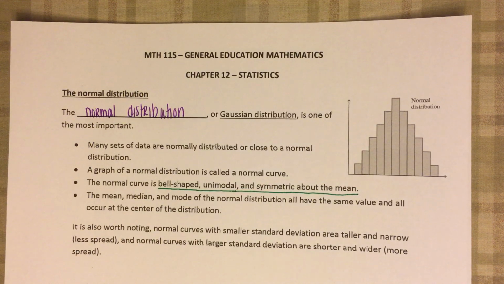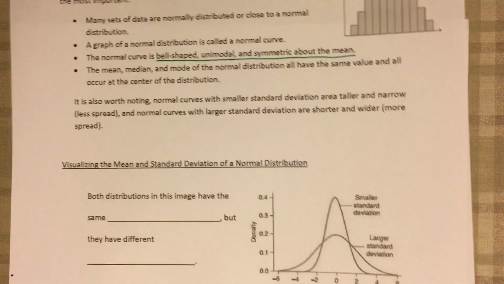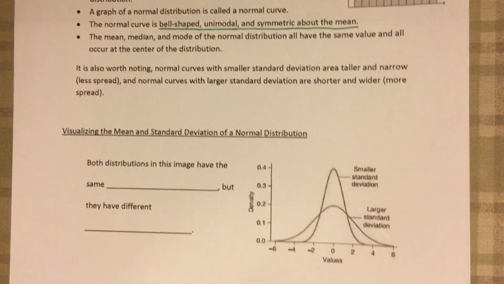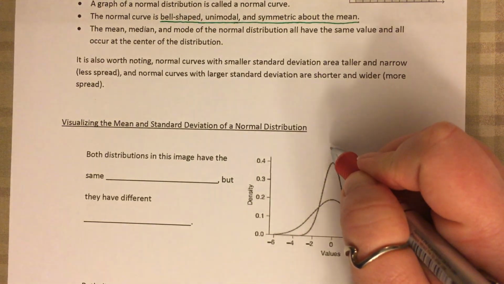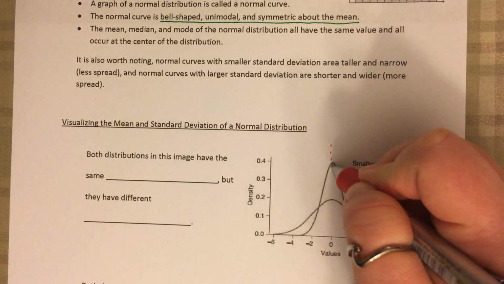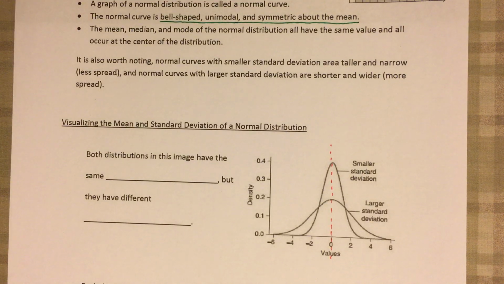It's also worth noting that normal curves with smaller standard deviations are taller and more narrow. They have less spread. And normal curves with larger standard deviations are shorter and wider. They have more spread. So if we look at this last example down here at the bottom of this page, if we were to draw an invisible line going through the middle, notice that both of these images have the same center point. If we were to fold them in half here, they would be symmetric about the same point.